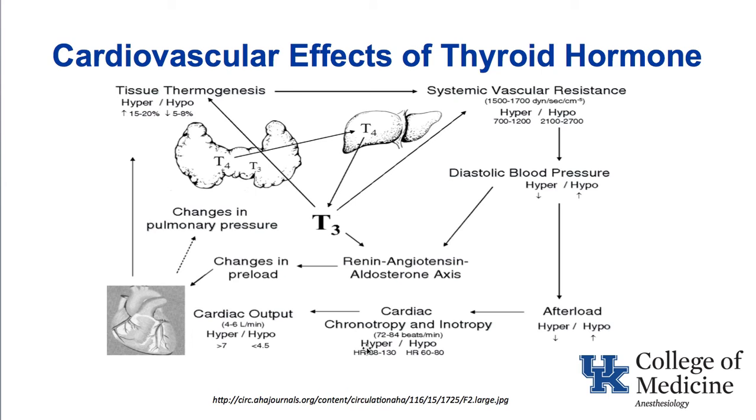Now, if we compare hyperthyroidism to hypothyroidism, when we have a low thyroid hormone, thermogenesis is reduced. Patients are often cold. Systemic vascular resistance goes up. They're vasoconstricted. Diastolic blood pressure goes up. Pulse pressure may be reduced. And afterload goes up. The heart rate goes down. They become bradycardic, and inotropy is reduced such that a very severely hypothyroid patient who you induce general anesthesia on with a drug like propofol, you may uncover that reduced contractility that is present with hypothyroidism, and cardiac output can be decreased.